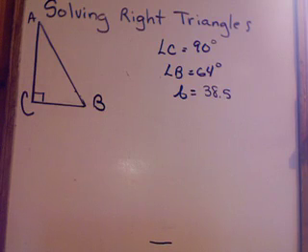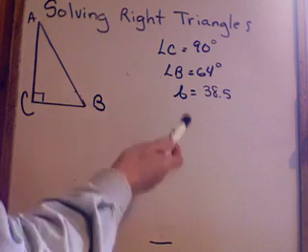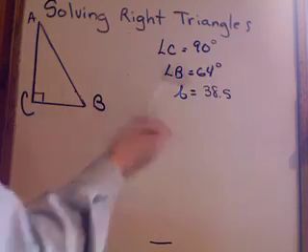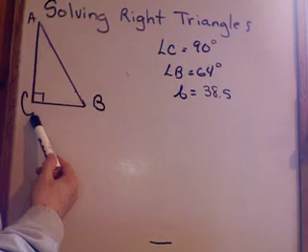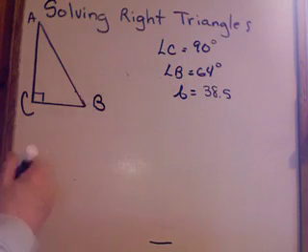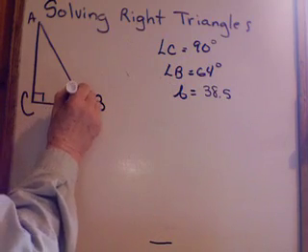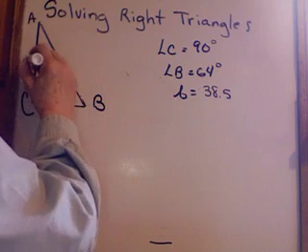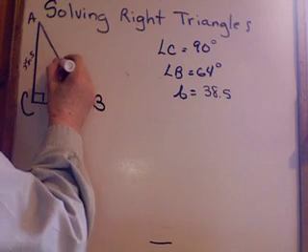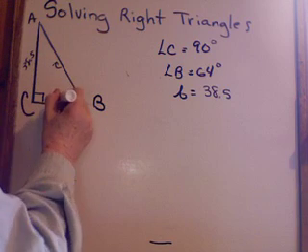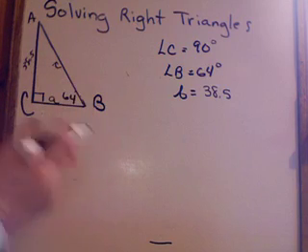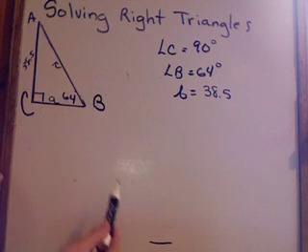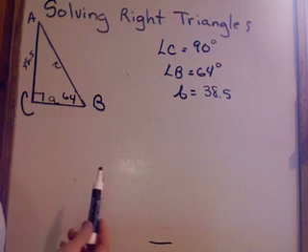Okay, I'm going to give you an example of solving right triangles. Usually you're going to be given 3 bits of information. So, I have angle C, which is 90, angle B, which is 64, so I'm going to write that in here, and side B, which is 38.5. This is side C, and this is side A. Now, I can use the trig functions to set up some ratios to solve this triangle.